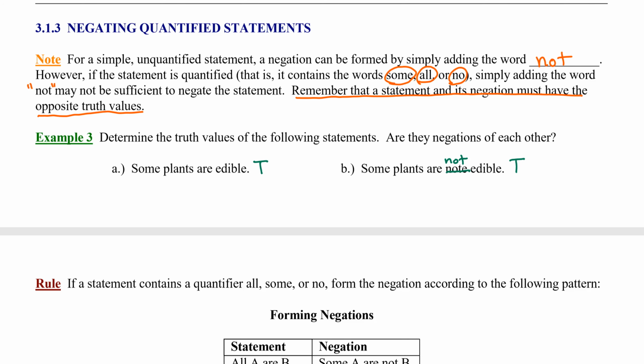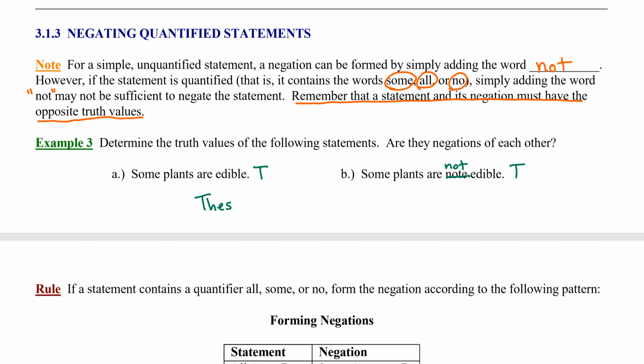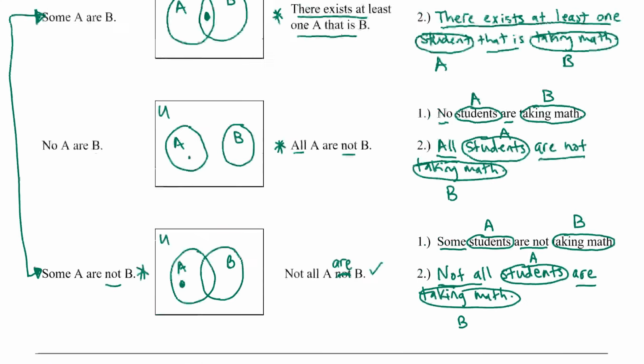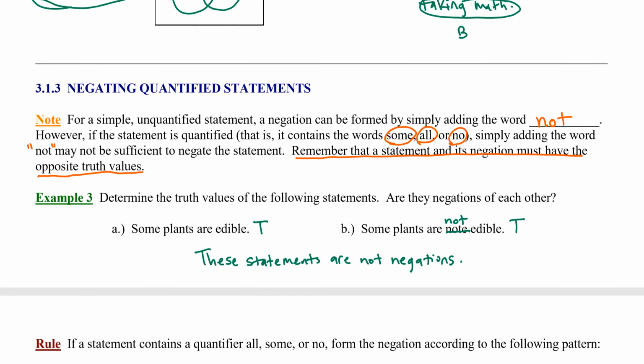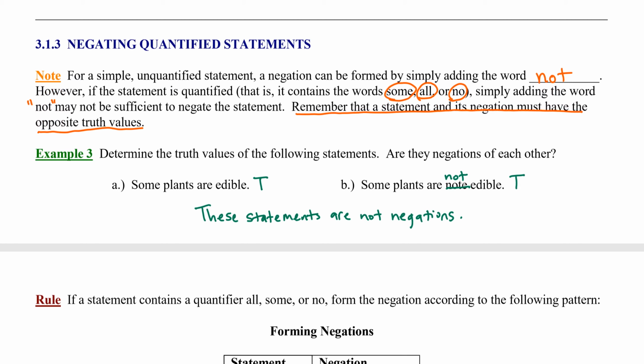They are not negations. In fact, we examined this a little bit in the previous section. Let me remind you, we looked at the statement some A are B, some A are not B, and we illustrated that they could be expressed by the same Venn diagram. So to negate this statement containing the quantifier some, it is not sufficient just to insert the word not. That did not change the truth value of the statement.